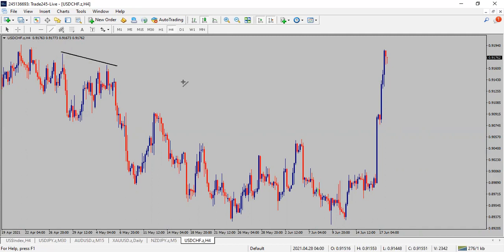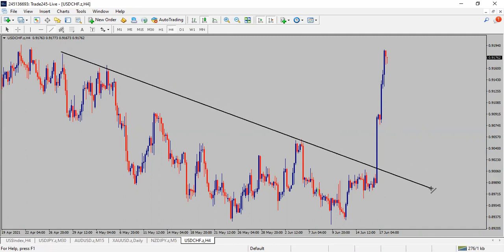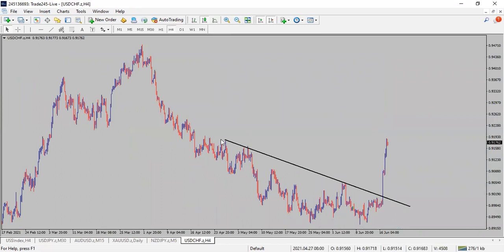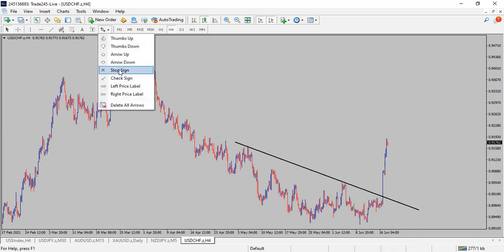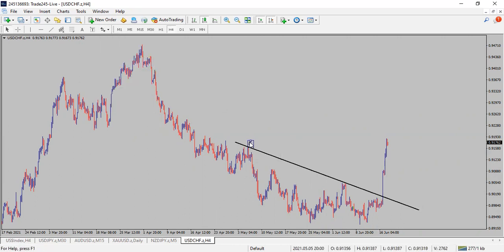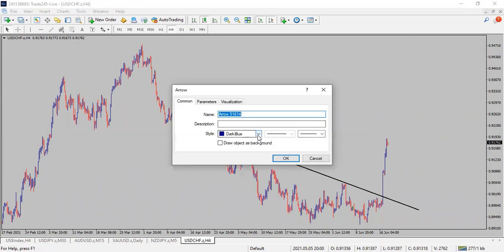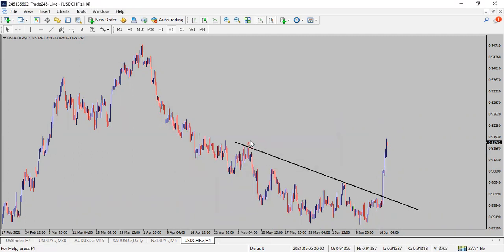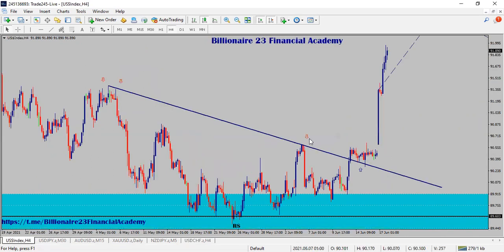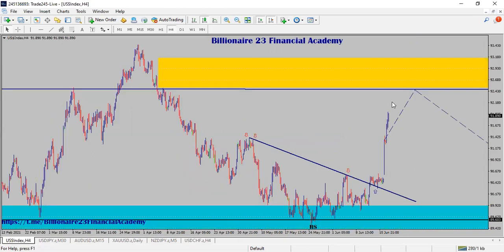Where did I draw this? Was it something like this? If I'm not mistaken, I think I drew this. It's similar. We had a resistance touch up here, resistance touch down here. No support touch, just a break of the trend line. And then USD CHF is continuing this rally up, same as the dollar index is continuing this rally up.